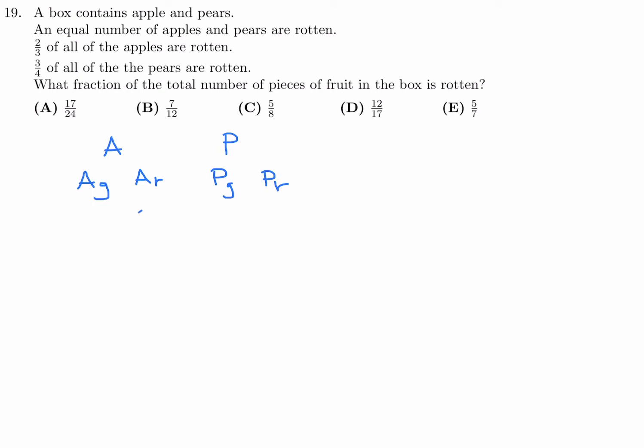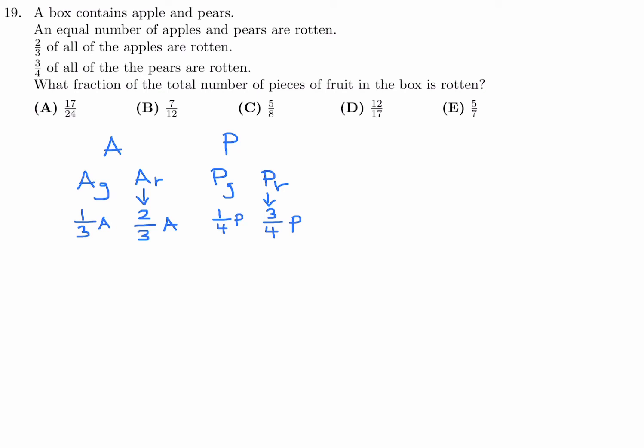And they tell me that 2/3 of all the apples are rotten. So this is equal to 2/3 A. And therefore, I don't know if this is needed, but the good apples would represent 1/3 of A. And similarly, they tell me that 3/4 of all the pears are rotten. So 1/4, I guess, are good. So those are my relationships.